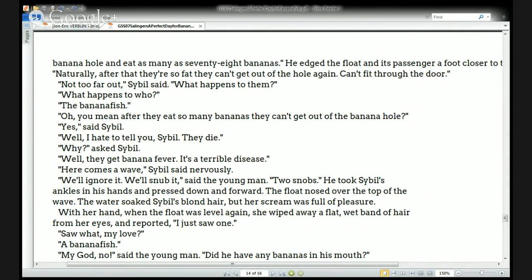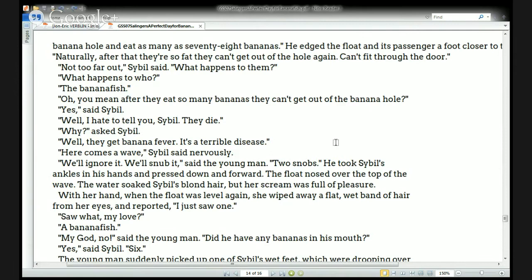"Yes," said Sybil. "Well, I hate to tell you, Sybil, they die." "Why?" asked Sybil. "Well, they get banana fever. It's a terrible disease." "Here comes a wave," Sybil said nervously. "We'll ignore it, we'll snub it," said the young man. "Two snubs." He took Sybil's ankles in his hands and pressed down and forward. The float nosed over the top of the wave. The water soaked Sybil's blonde hair, but her scream was full of pleasure.